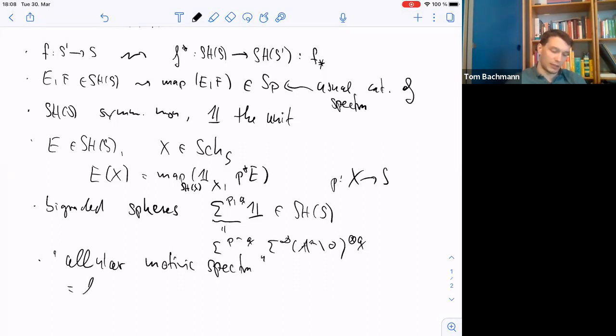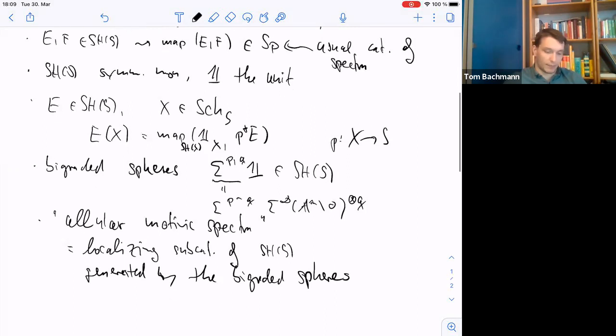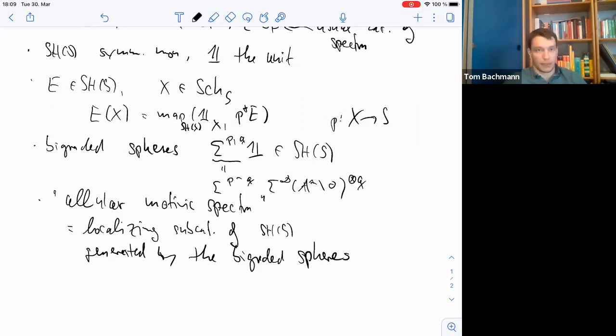So this is the localizing subcategory. It's generated under colimits, and I guess only colimits if I do it like this. Localizing subcategory of SH of S generated by the bigraded spheres. Right, so this is some other symmetric monoidal, presentable, stable, whatever you want, all the good attributes category. And you only allow those things which are built out of spheres, like projective spaces maybe, but not something big like an elliptic curve.